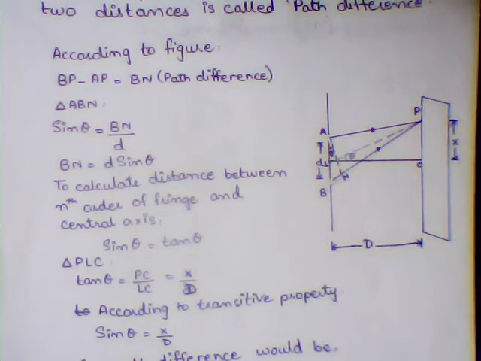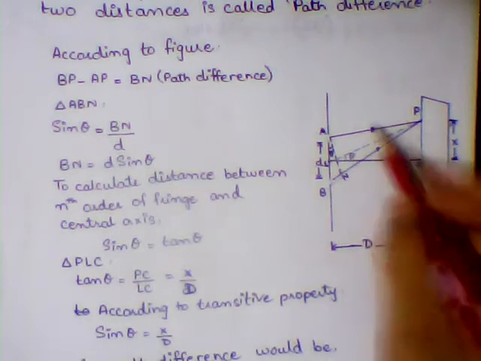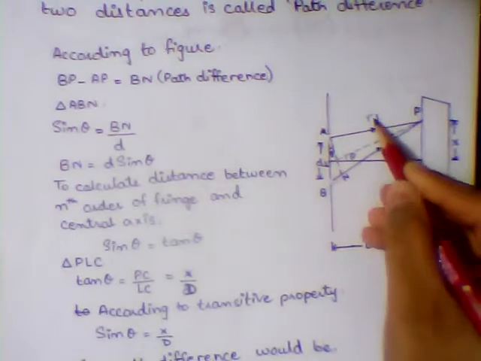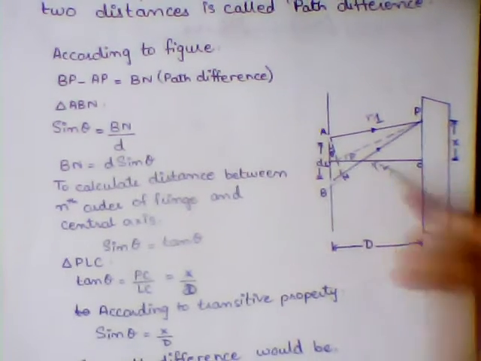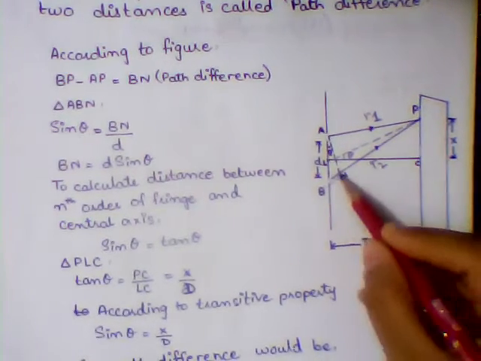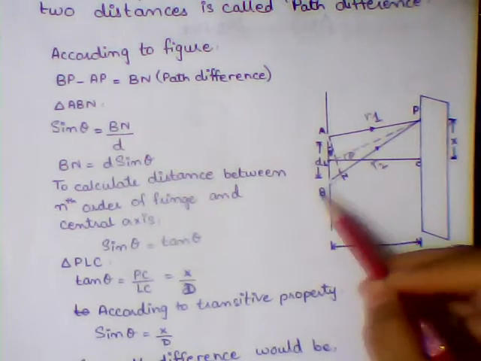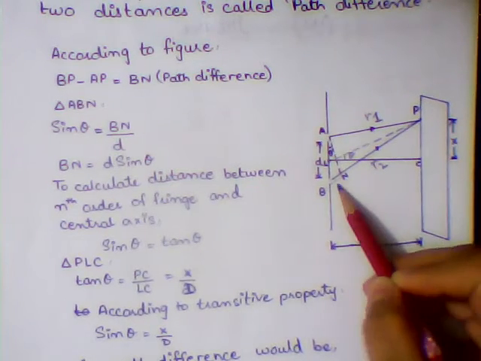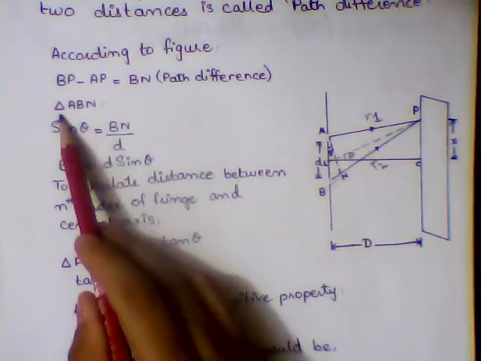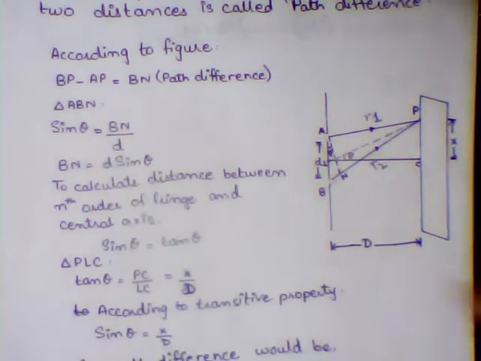Because, for the sake of simplicity, let's name this ray 1 and this ray 2. Ray 2 travels Bn times more than ray 1. So the difference is Bn. Path difference is Bn. Now consider the triangle ABN.